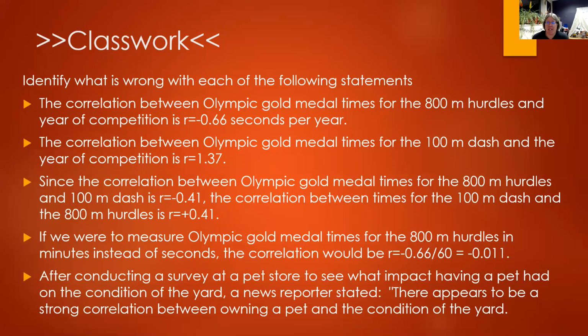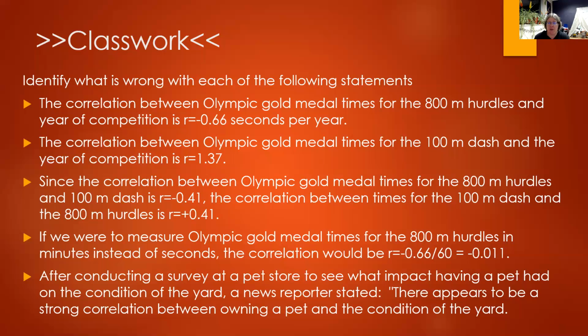The third one says since the correlation between Olympic gold medal times for the 800-meter hurdles and the 100-meter dash is R equal to -0.41, if we switch them, then my R will now be +0.41. This is incorrect because it doesn't matter what order you put the variables in, it will always stay the same. So even if I flip them, I'm still going to get R equal to -0.41. That correlation coefficient stays the same.